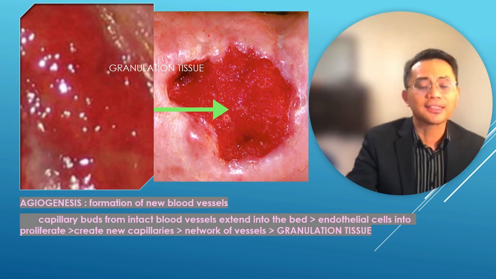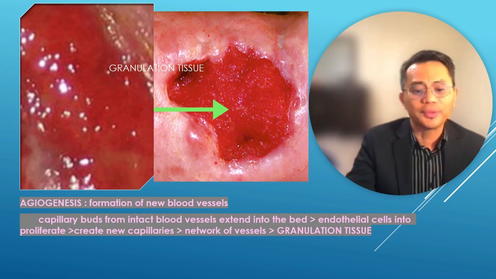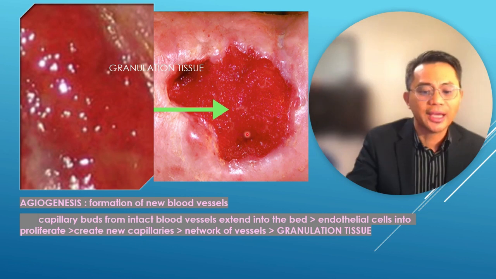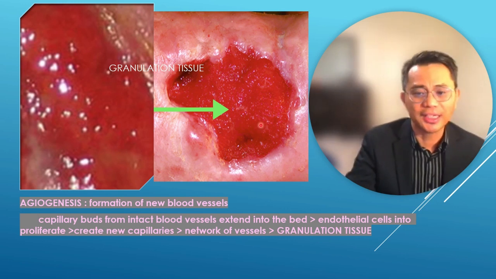So the endothelial cells are the cells responsible for the formation of new blood vessels. They create new capillaries, and they connect to form a network of vessels. And this complex is what we call the granulation tissue. The capillary loops would look like small granules to the naked eye. So it explains, like what I said earlier, why it's named granulation tissue.